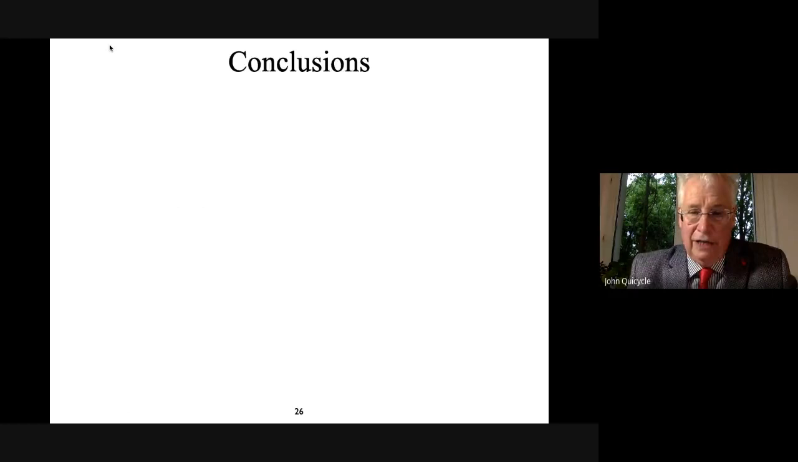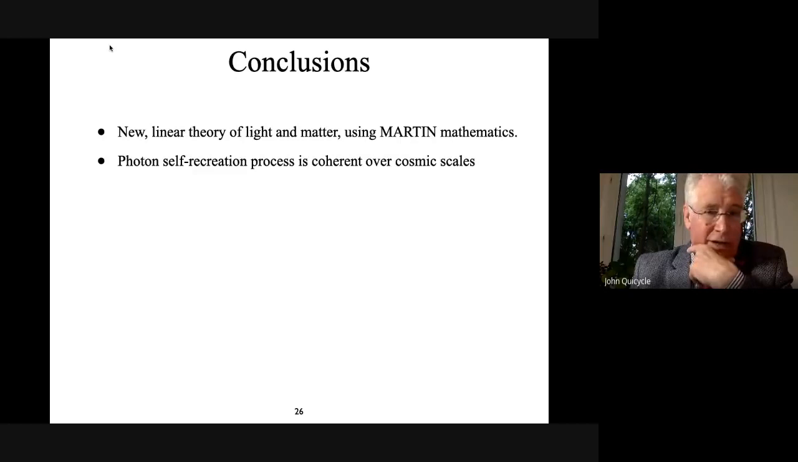So that's coming to the end of the talk. The conclusions. So what are the conclusions? The conclusions are that the new linear theory of light and matter uses Martin mathematics. The photon self-recreation process is a coherent thing over cosmic scales. You have emission, coherent transport, quantum collapse, absorption.